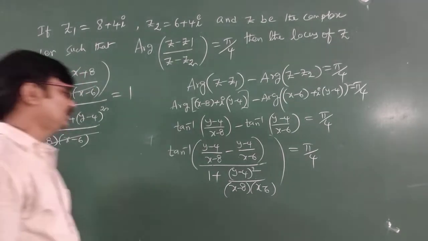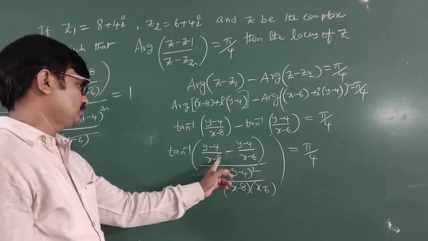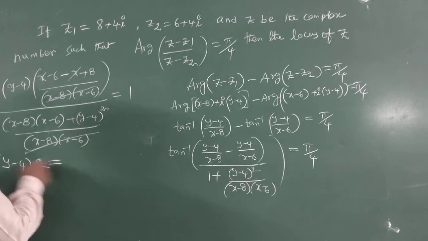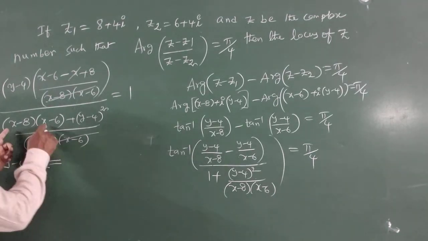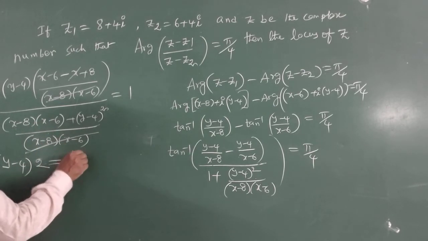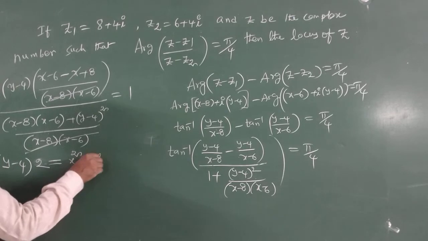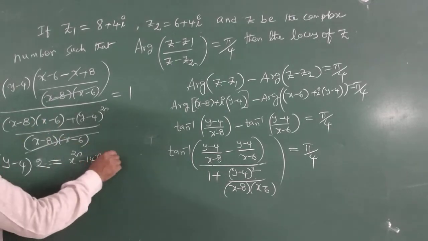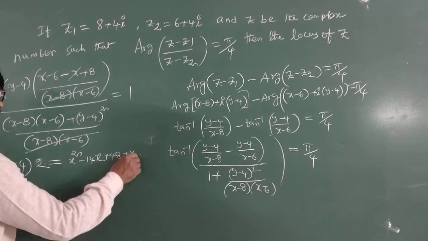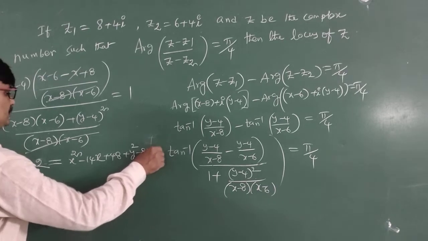What is there here? 8 minus 6. Just you can observe, students. This is x minus 6 minus x minus of minus plus 8. 8 minus 6 is 2. That equal to, what is the student, this denominator is sending to the other side. This is x into x is x square, minus 6x minus 8x is minus 14x, 6 into 8 is 48. Now students, this is y square minus 8y plus 16.